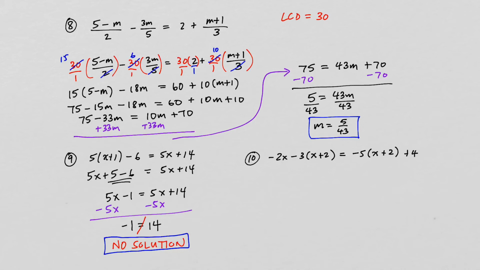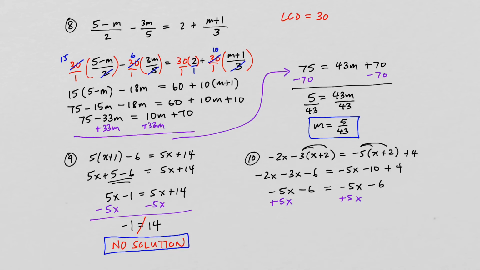Problem number 10 is very similar. So we multiply out the parentheses here and on the other side as well. Combine like terms on the left-hand side and we get negative 5x minus 6. Combine like terms on the right-hand side and we get negative 5x minus 6. And so the same type of thing is happening here as what happened in the last problem.